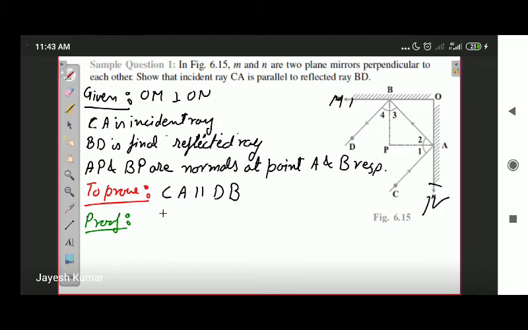Now we'll start with the proof. In this proof, first of all, what I am going to prove is that this quadrilateral APBO is a rectangle.